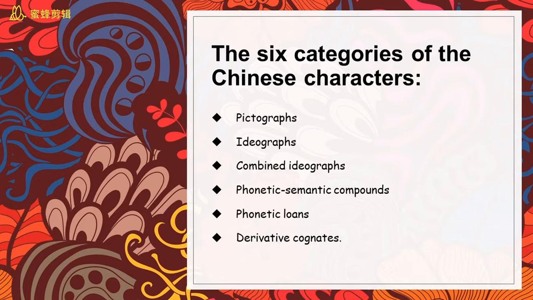These are the 6 categories of the Chinese characters: pictographs, ideographs, combined ideographs, phonetic semantic compounds, phonetic loans, and derivative cognates. The first 4 are the methods of making the Chinese characters, and the latter 2 denote the use of Chinese characters. Only the first 4 methods are introduced here.